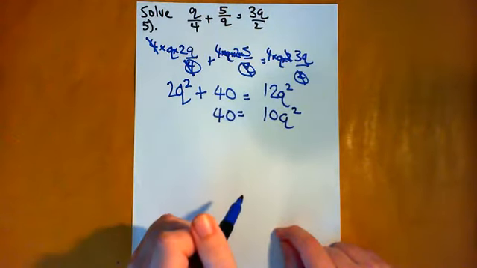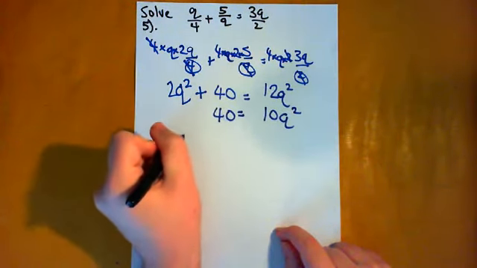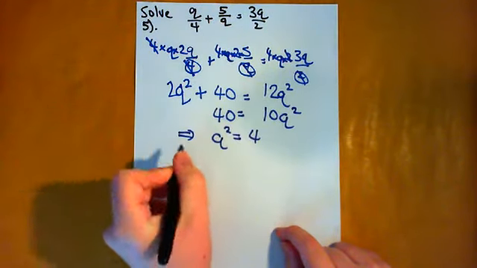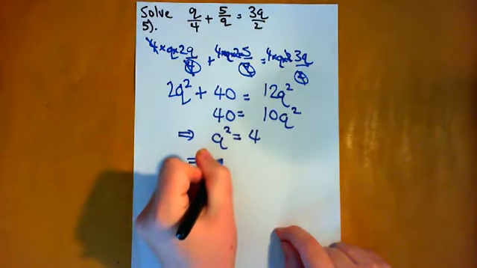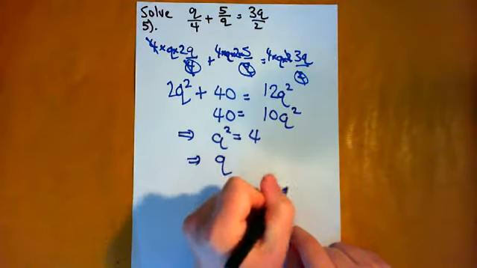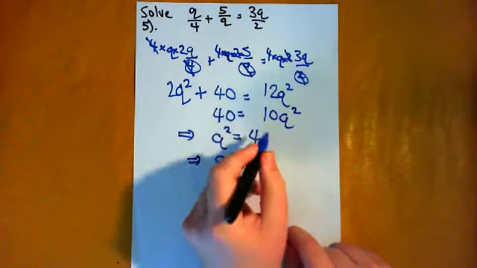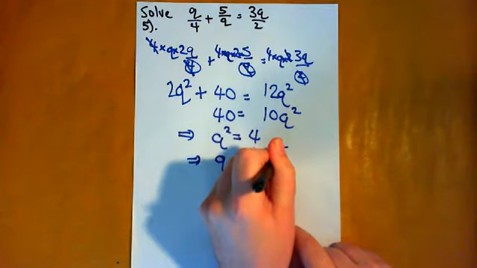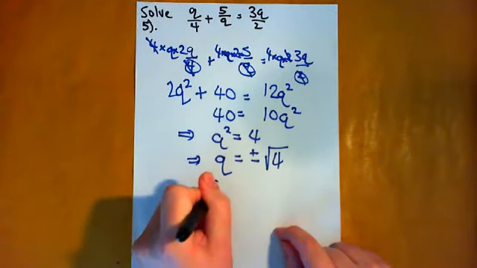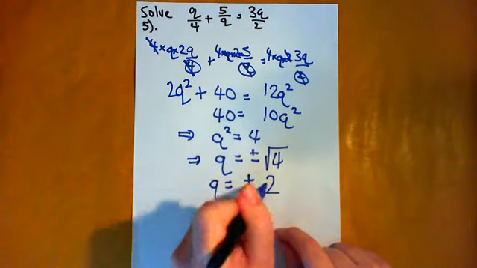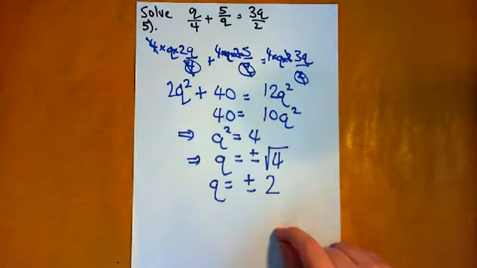And from there we can divide that through by 10. So therefore q squared equals 4. And if we take the square root, remember that we've got both a positive solution and a negative solution, so it's going to be plus or minus the square root of 4, and q is therefore plus or minus 2. So we have our values of q equals 2 or q equals negative 2.